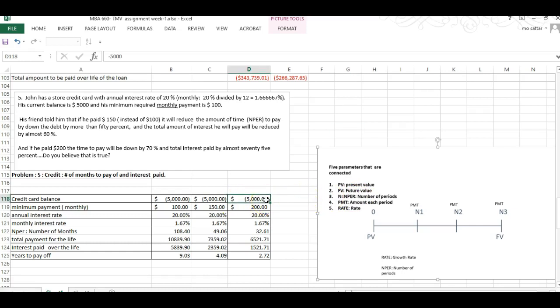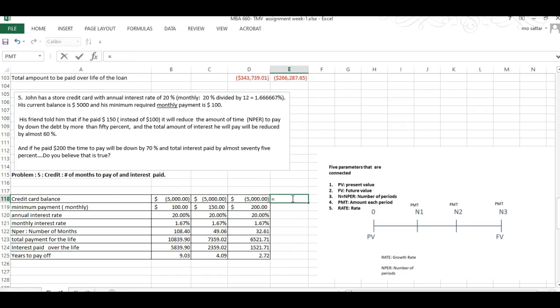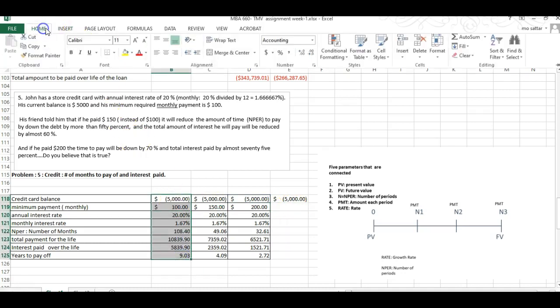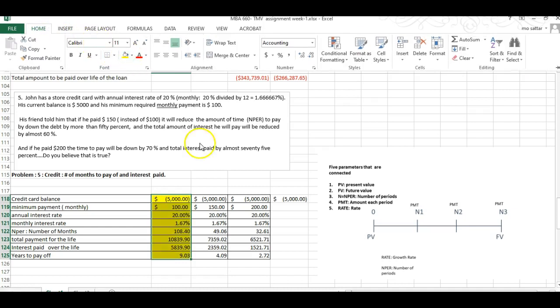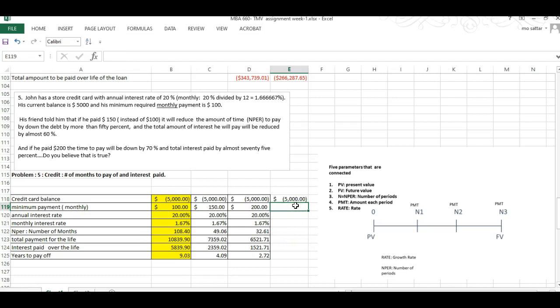I'm just going to take this piece of information. So here is the money that he owes, $5,000. The first example, which is over here, is what we are going to do, which I'm just going to highlight in yellow. Okay, he's planning only to pay $100. The annual interest rate for his credit card is 20%. So I'll just pull that over here.